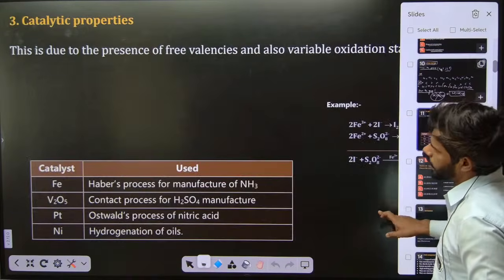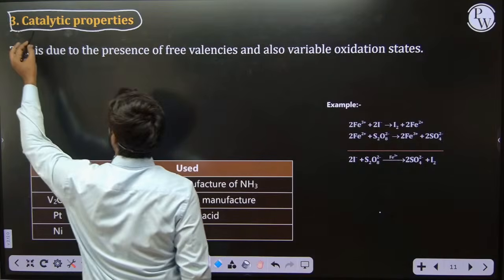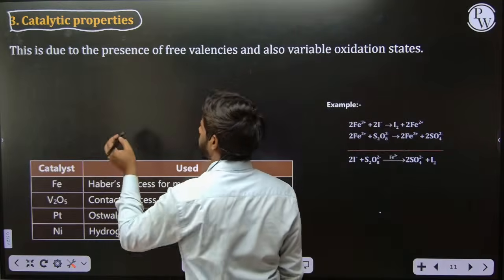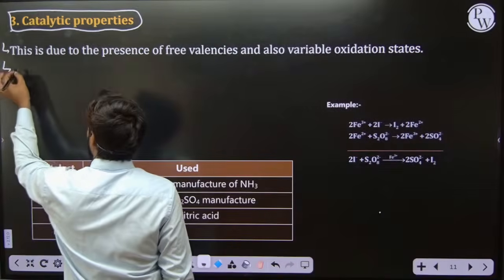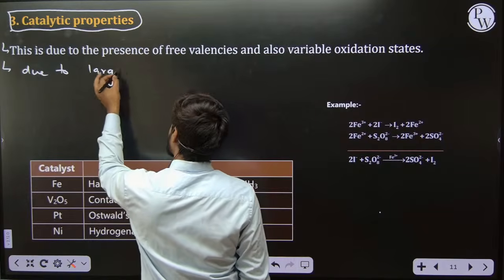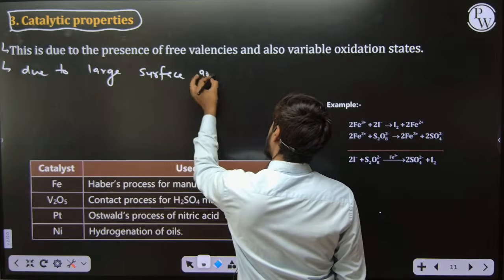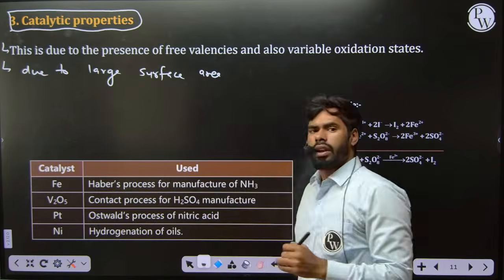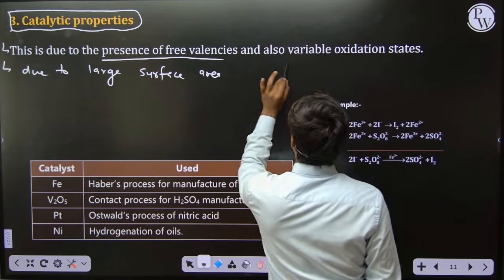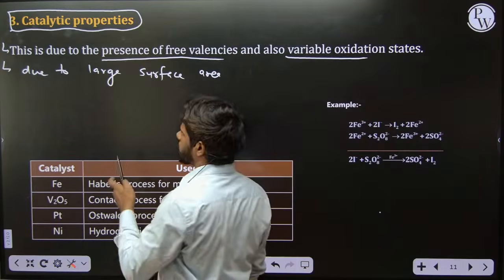Next, the property we can see is the catalytic property of D block elements. Since D block elements have variable valencies and they have a large surface area also, due to that we can say their catalytic property will be more. So due to the presence of free valencies and also the variable oxidation states, they have a catalytic property.